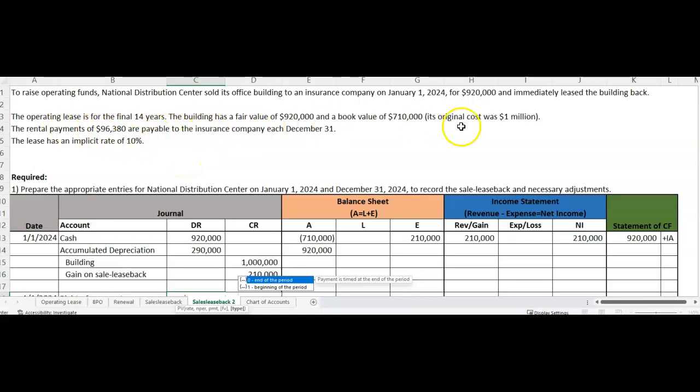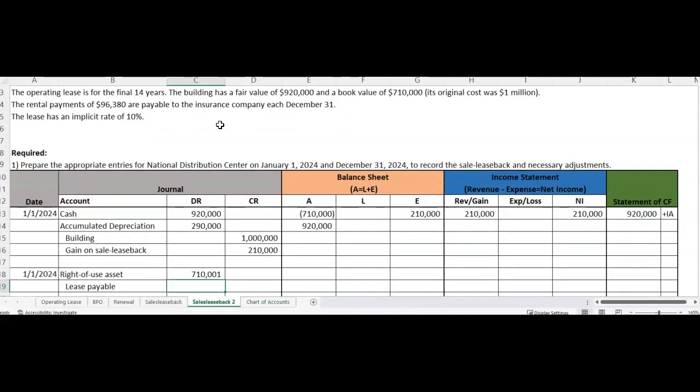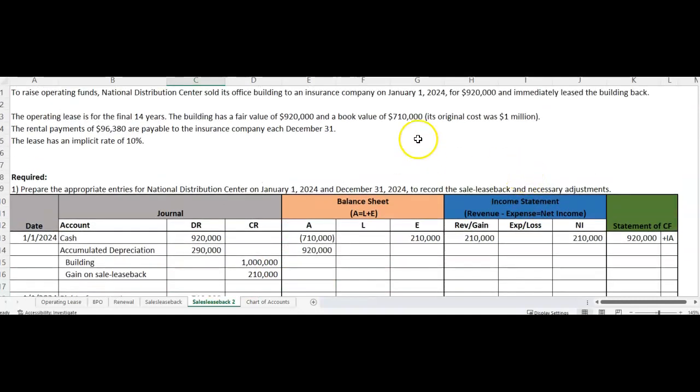Payments are payable to the insurance each December 31st, so we would have an end. You could leave it blank, or you could put 0 for end of period. Then hit enter. Notice you get 710 and 1 cent. That's because it's rounded, so let's just keep it at 710. So 710,000, which happens to equal our book value.